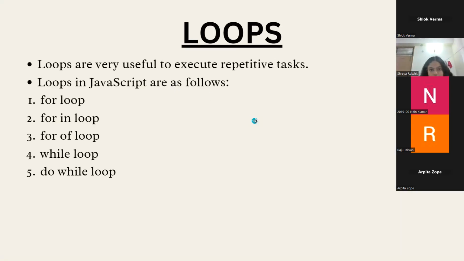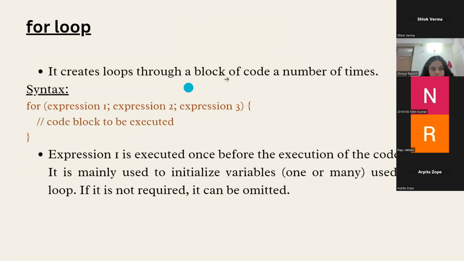Let's move forward towards loops. Loops are basically used to handle repetitive tasks. If we want to execute a block of code multiple times, then it will be a cumbersome task to write them again and again. So in this case, we will prefer to use the loop concept. In JavaScript, we are using these loops: for loop, for in loop, for of loop, while loop, and do while loop. The first loop is for loop.